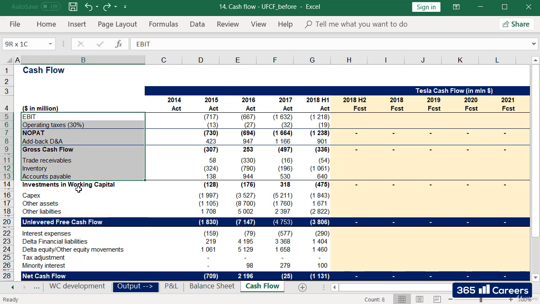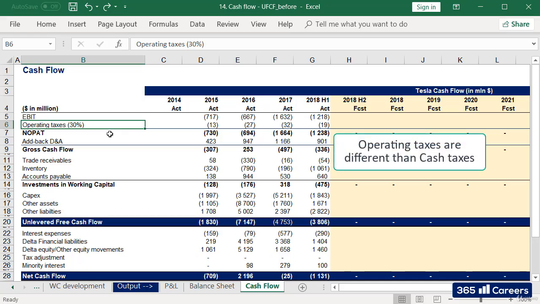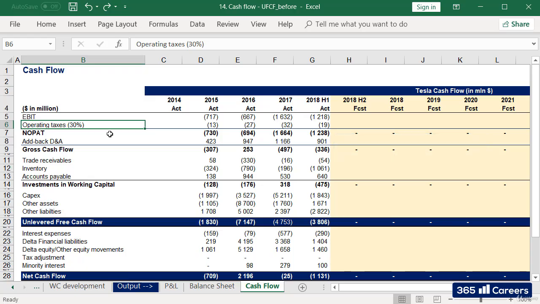In the sheet you see here, we have the typical structure that allows you to do that. We start off with EBIT. Then we subtract the company's operating taxes with respect to EBIT. Bear in mind that this gives us taxes that are slightly different than the ones paid with respect to net income. This gives us NOPAT, net operating profit after taxes.